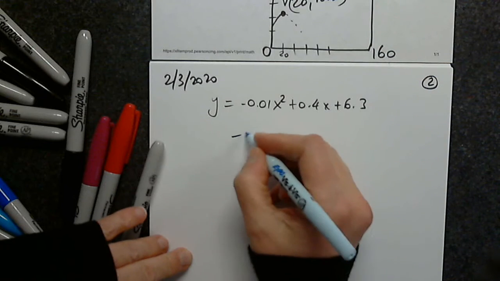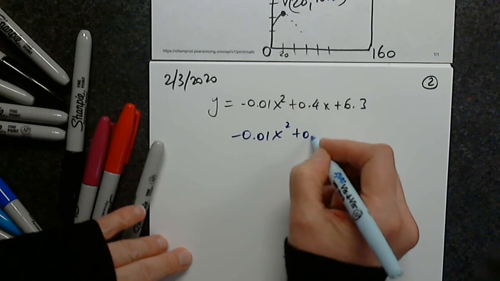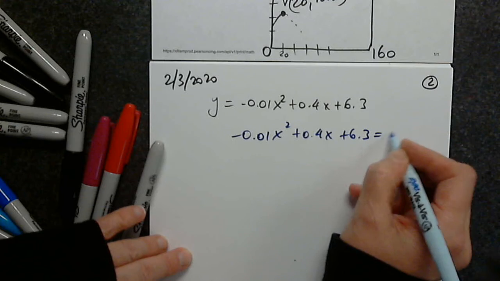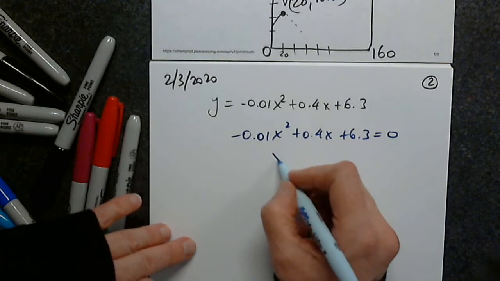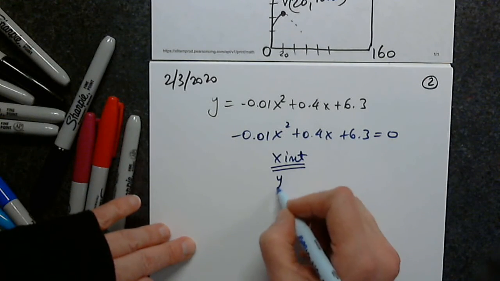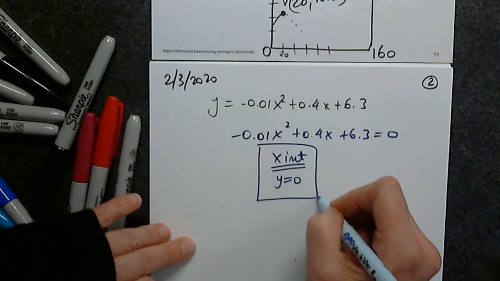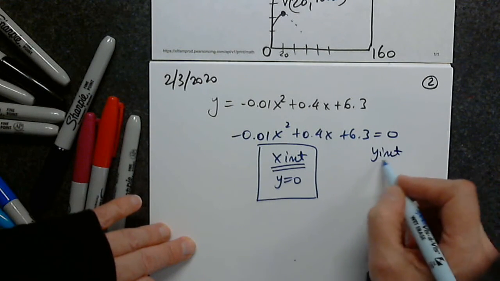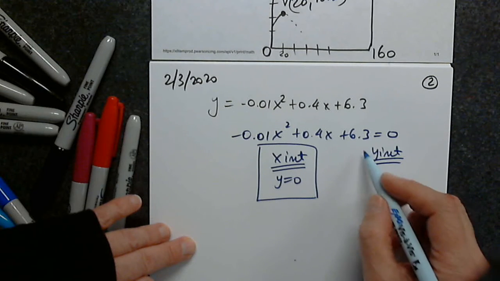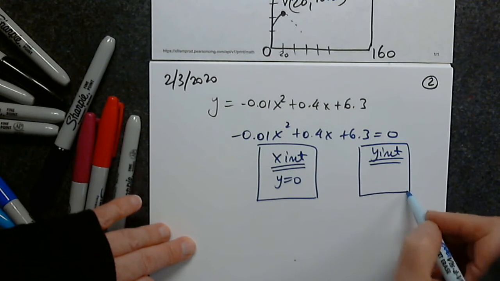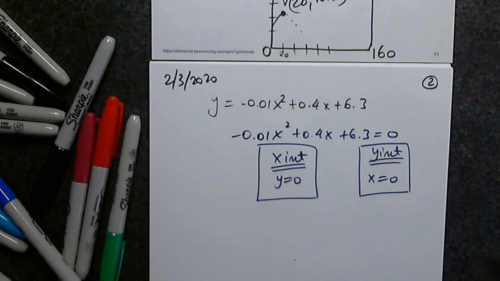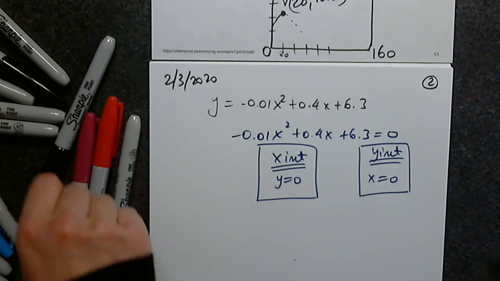Excellent, thank you. Negative 0.01x squared plus 0.4x plus 6.3 equals 0. So for the x-intercept, make y equal 0. For the y-intercept, what do I need to do? Very good. So again, in your little notebook, if you forgot, I would write the x-intercept I determine blah, blah, blah. The y-intercept I determine blah, blah, blah. And review that as often as needed.